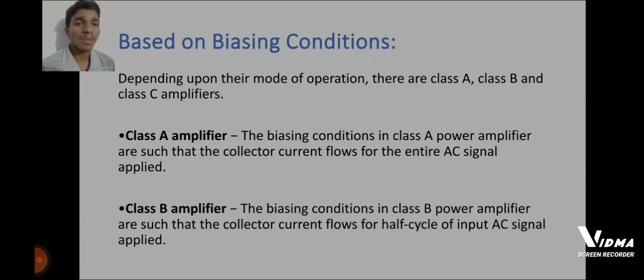And in the class B amplifier, the biasing conditions are such that the collector current flows for half cycle of the input signal. So in a class B amplifier, when we apply a signal, the output is only one half cycle of the input signal, either positive or negative. That means it amplifies 0 to 180 degrees of the input signal.